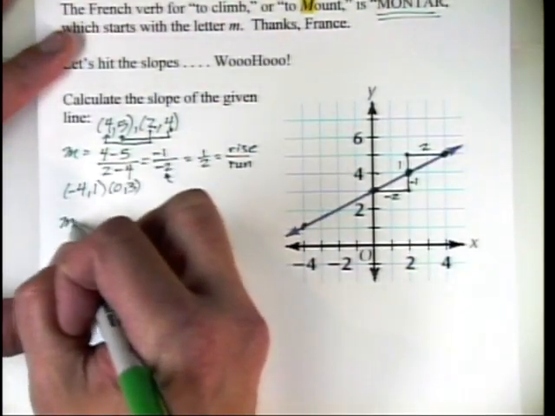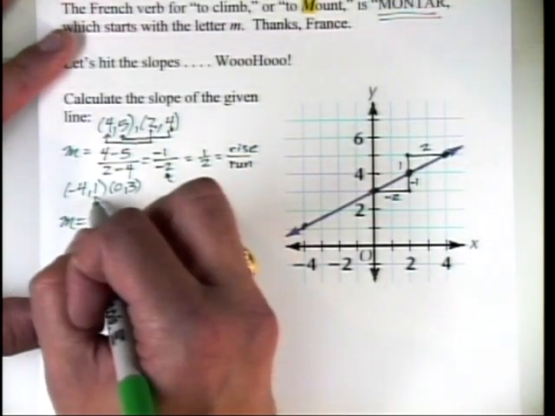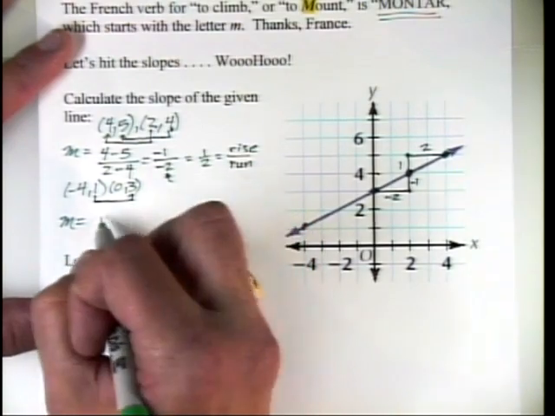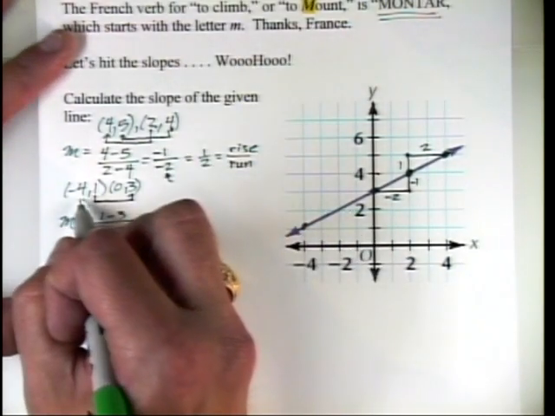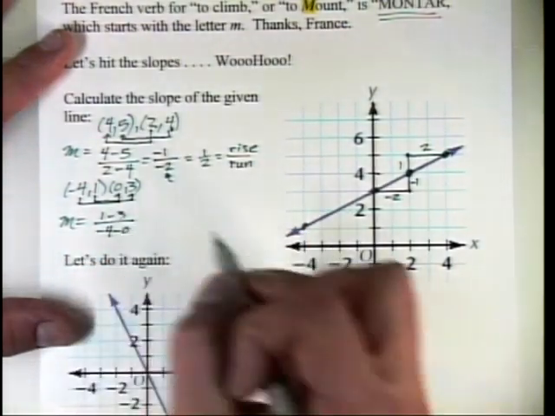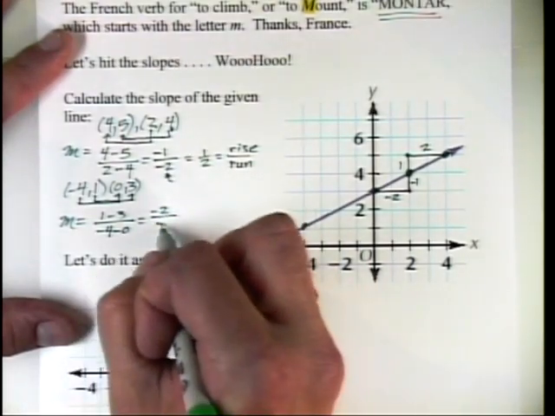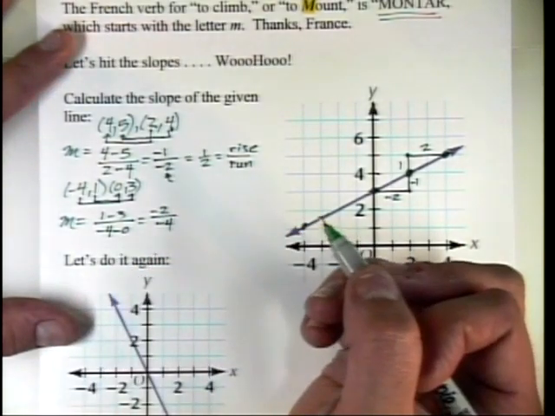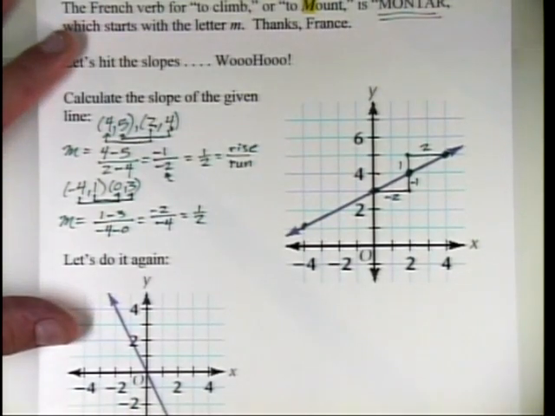Let's try it. Now, again, just to be crazy here, I'm going to start with the first ordered pair. So I'm going to do 1 minus 3 divided by the corresponding x value, negative 4 minus 0. Now I'll just simplify. 1 minus 3 is negative 2. Negative 4 minus 0 is negative 4. And negative 2 over negative 4 simplifies to 1/2, the exact same slope that we had.